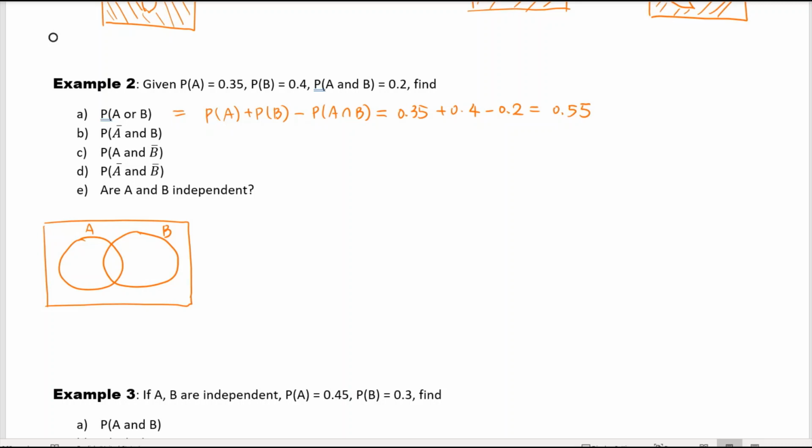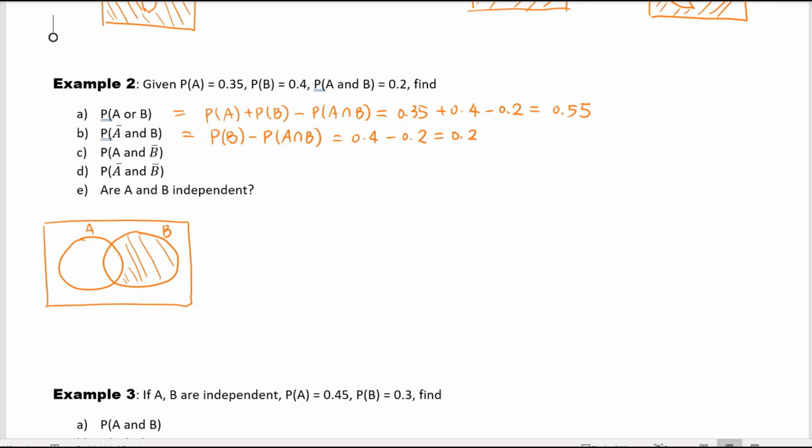Alright, part B. Probability of A complement and B. A complement and B means this is the region in B but not in A. So it's just this guy. Right? And what is this guy? Because we already know P of B and we also know their intersection, this guy is just P of B minus P of A and B. Okay, so P of B is 0.4, P of A and B is 0.2. So the answer is 0.2.